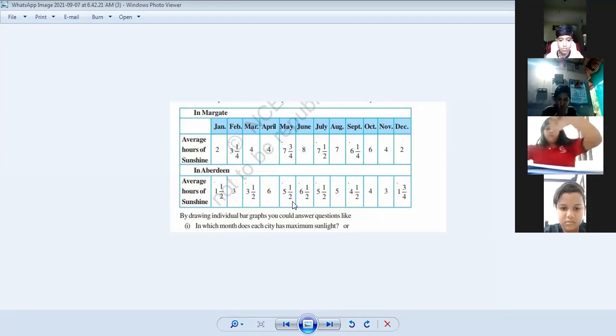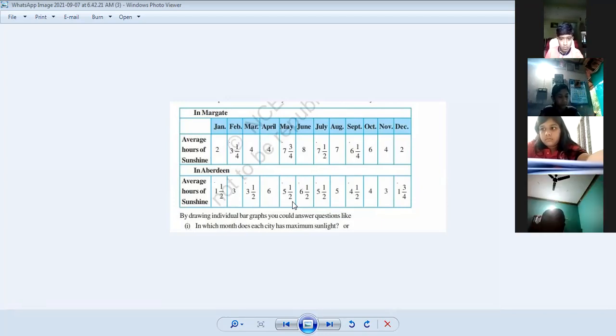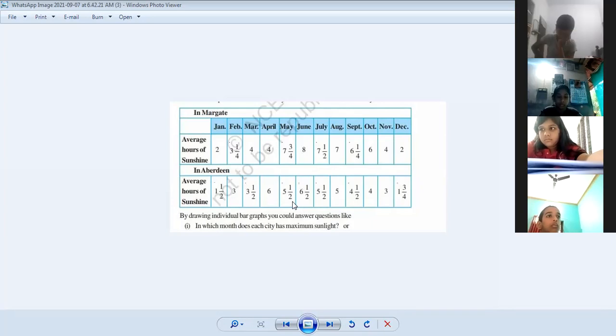First of all, we have to choose the scale, is it? First of all, we have to choose the scale. Then, which is the appropriate scale here? Which data we have to represent horizontally? We have to represent horizontally the names of the months, is it? We can represent months horizontally. That's because in both the data, what is the common thing?